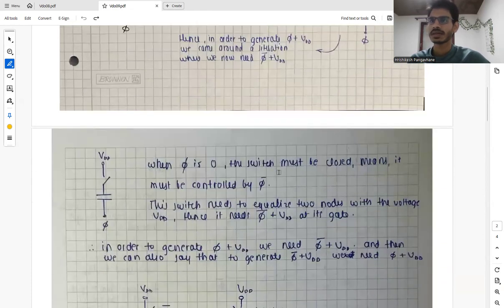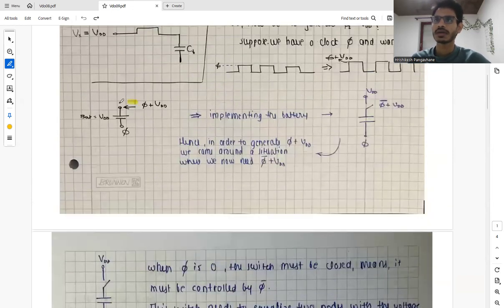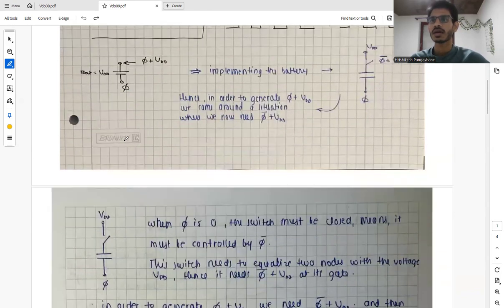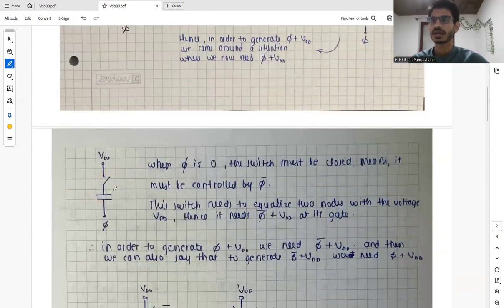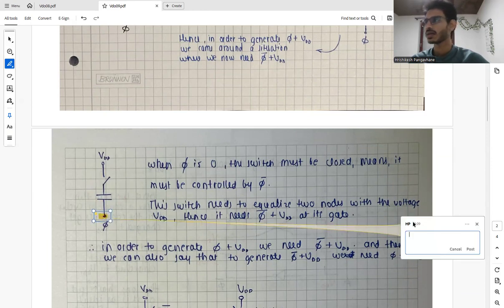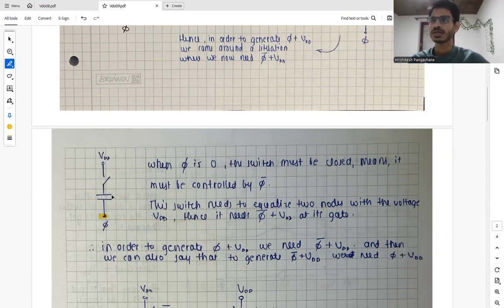So what can we do? Basically, we had our phi, right? And we needed phi plus VDD. In order to get phi plus VDD, we added a battery of value VDD along with phi. So let's say this is the implementation. When phi is 0, the switch must be closed, right? When phi is 0 in hold stage, the capacitor should be charged with VDD. So when phi is 0, this switch must be closed.